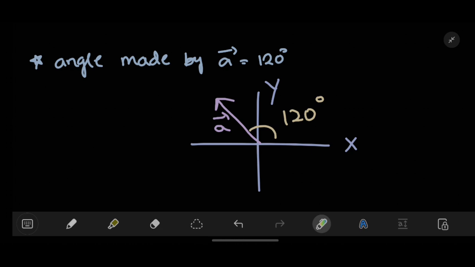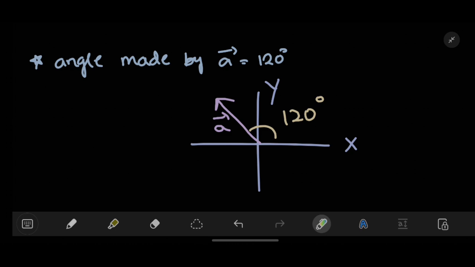Now a doubt might arise. How do we represent vectors with angles like 120, 180, 140? Those you will have to take in the same way. Remember one thing, you should always take the anti-clockwise direction. Suppose an angle of 120 degrees is made by a vector, then you are supposed to take it in this direction, always with respect to the positive x-axis only.